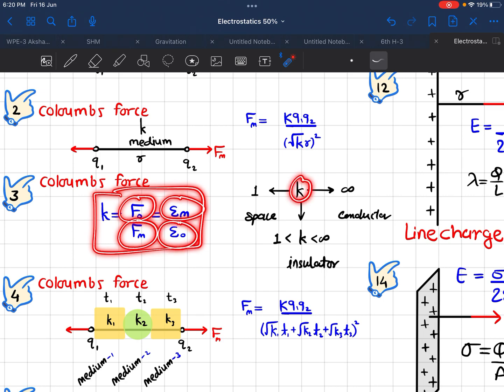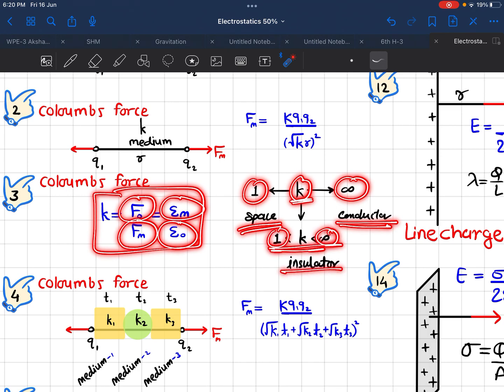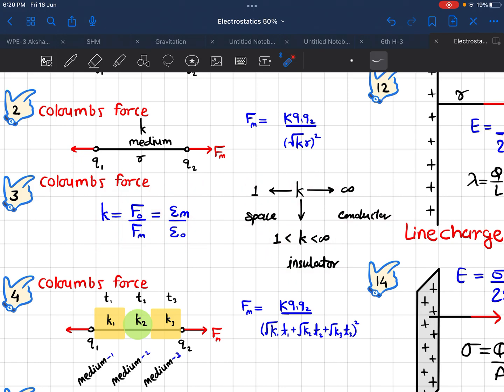The value of dielectric constant small k is 1 for free space and infinite for a conductor. Its value ranges from 1 to infinity for an insulator. For example, oil has a dielectric constant of 2 and water has a dielectric constant of 80. It is a unitless and dimensionless physical quantity because it is a ratio.